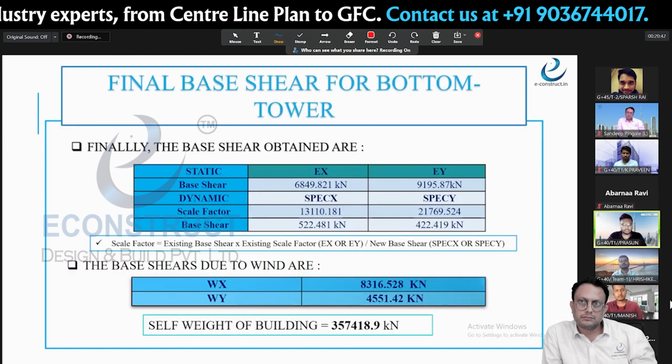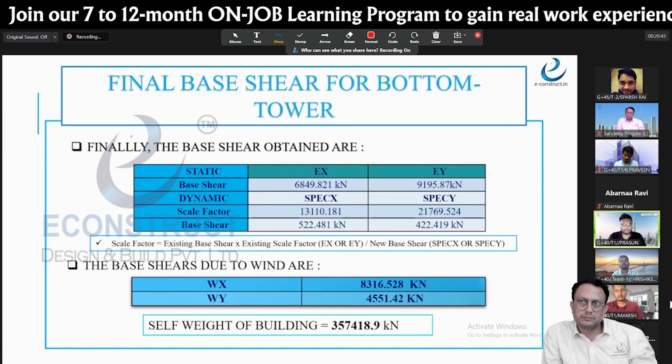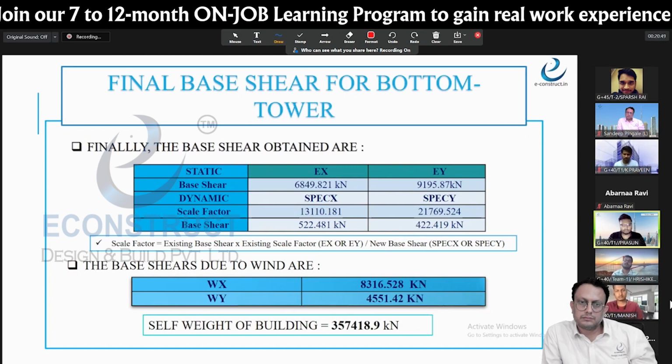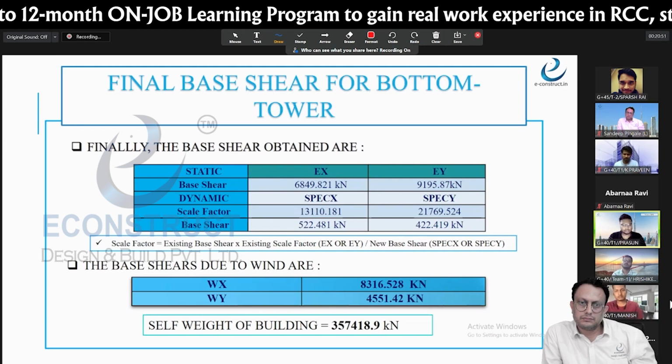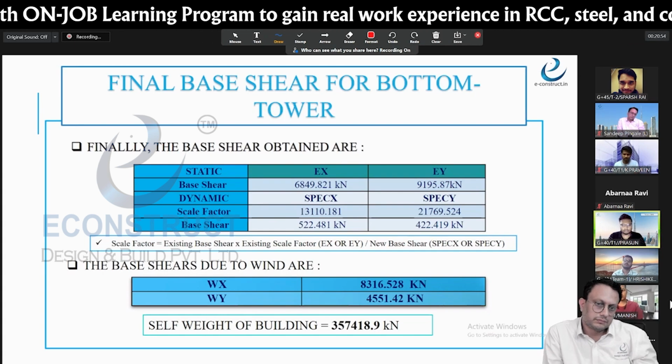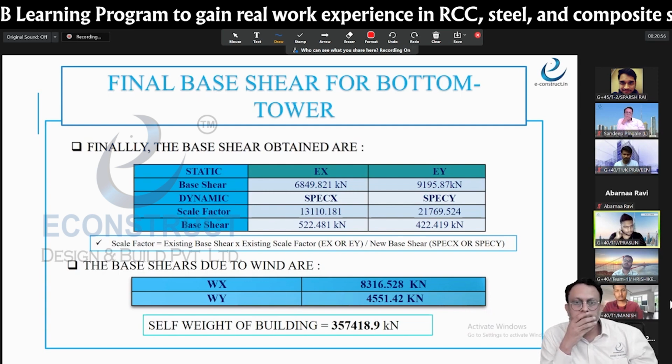This is the final base shear. We have the calculations. The self weight of the building is coming as 357418.9 kilonewtons. Next slide, please.